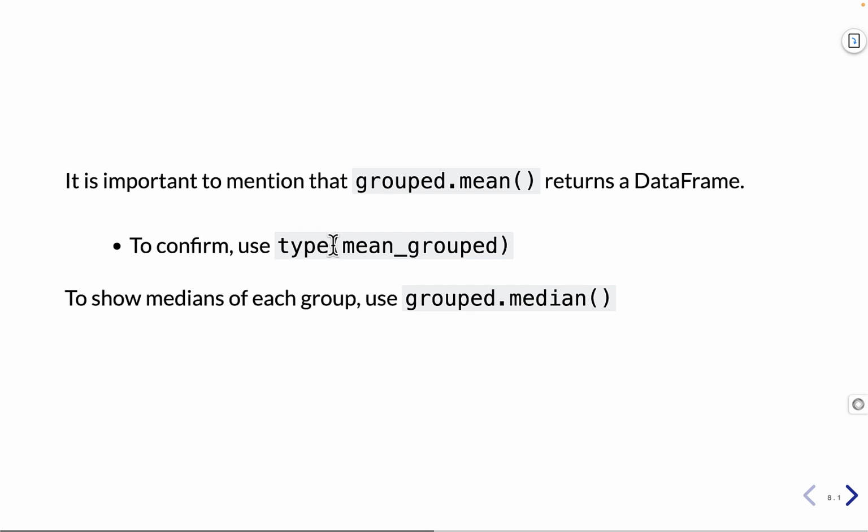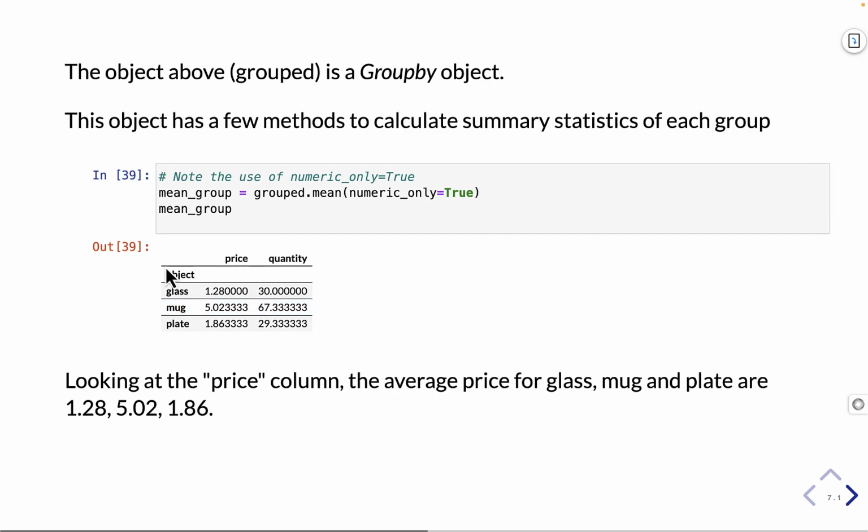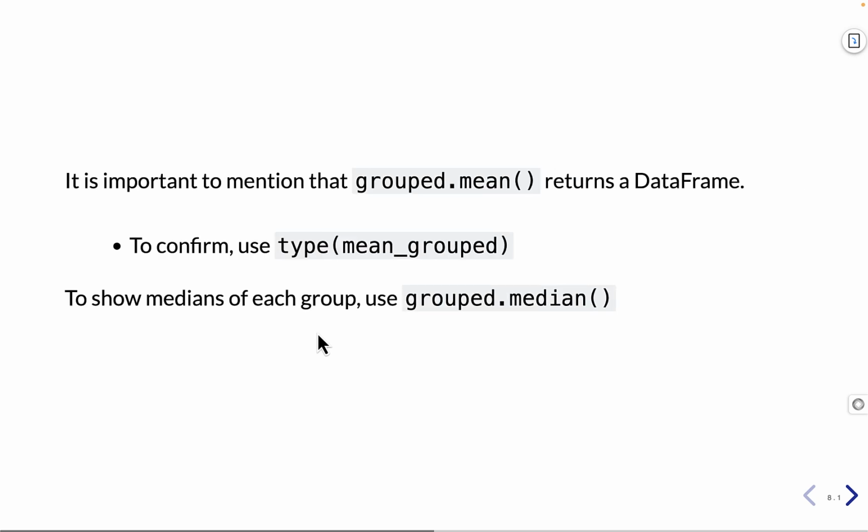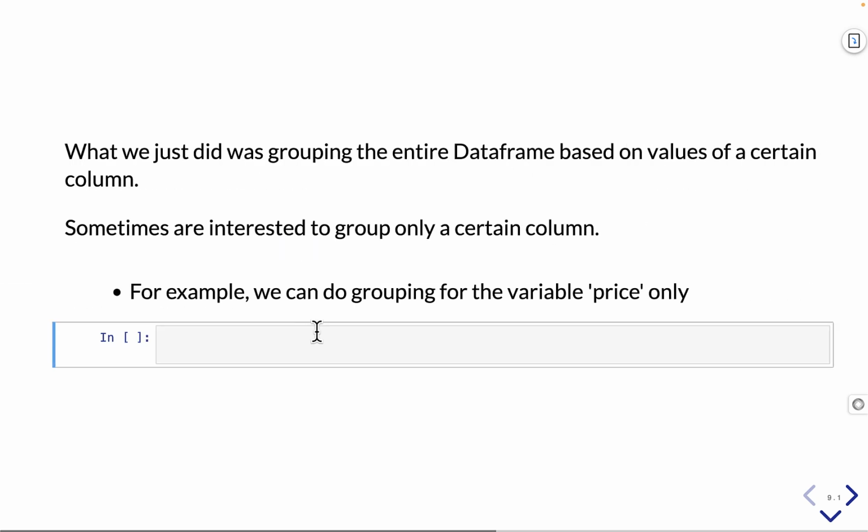The type of this group.mean operation or function is going to be a data frame, because data frames are essentially tables. When you see a table being displayed by Jupyter Notebook, you know the outcome is a data frame. So we just grouped the entire data frame based on the categorical column object.